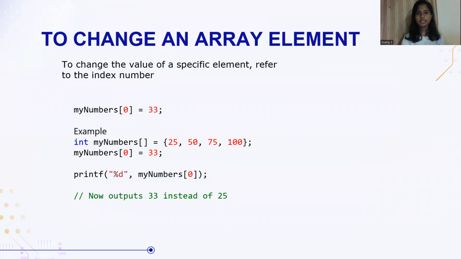How do we change an array element? Like you have given some values to the array and later you have to change. For example, here int myNumbers has the first element 25, the second element 50, the third element 75, and the fourth element 100. But we are changing the zeroth element to 33. So when you print myNumbers[0], you will get 33 instead of 25 because the first number is changed.